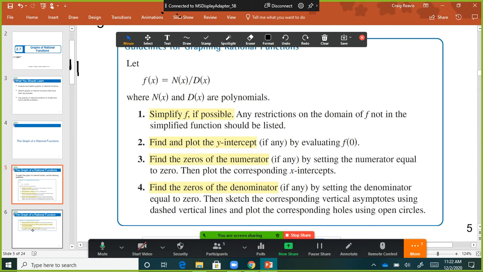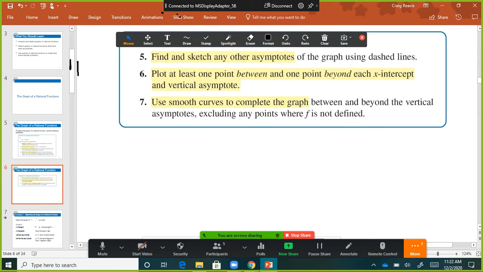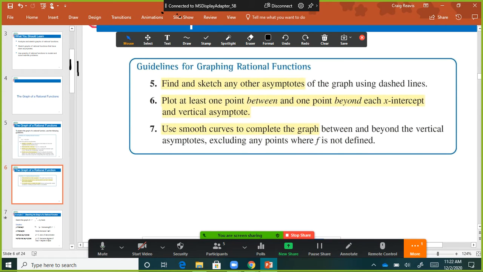Let's see if there's more to this. All right. We're going to find and sketch any other asymptotes of the graph using dashed lines. Plot at least one point between and one point beyond each x-intercept. So we're going to find the x-intercept, and then we're going to find the point that's immediately before that and immediately after that to make a better idea of what the graph is. Most of the time, you're going to be using your calculator to look at that stuff, but still. And then we're going to complete the graph by using smooth curves.